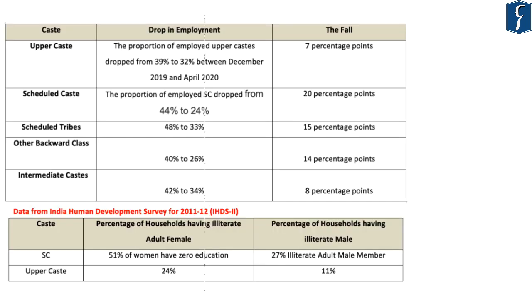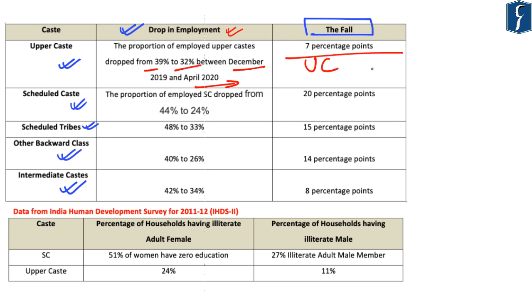So it is in this regard that this article has presented this statistic, especially with respect to drop in employment as well as the fall with respect to percentage points. Now here the authors have highlighted upper caste, scheduled castes, scheduled tribes, other backward class as well as intermediate castes. Now with respect to upper caste, the drop in employment from December 2019 to April 2020 was recorded from 39% to 32%. So we can say that for upper caste, the percentage fall was 7%.